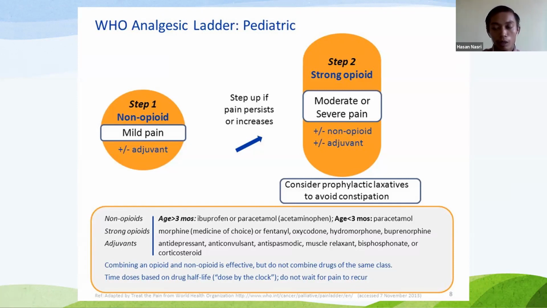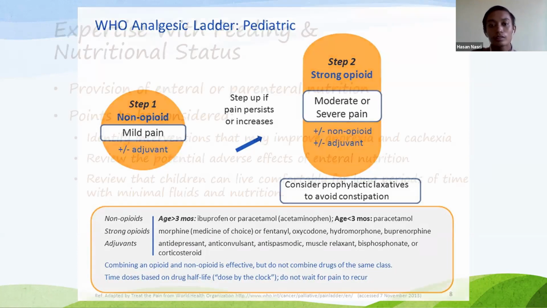However, we cannot combine drugs in the same class because the effects may overlap. And we time the doses based on the drug half-life. Do not wait for the pain to recur. Okay, next.